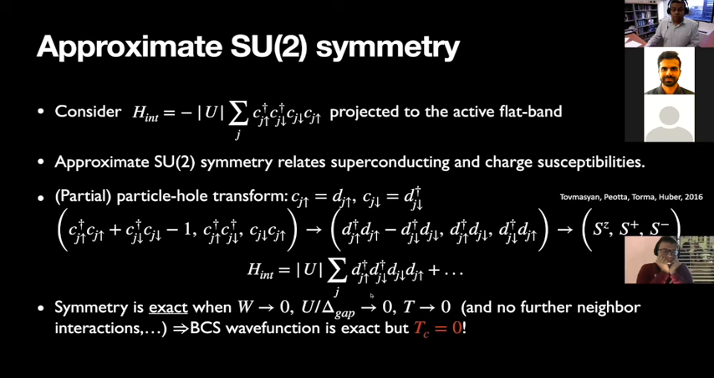And this only becomes exact in the limit where your bandwidth is 0. You take your limit of u going to 0, and the temperature is 0, and there are no further neighbor interactions. Okay, then it's literally just this Hamiltonian. And for that Hamiltonian, you can show that the corresponding BCS wave function, written now in terms of these Ds, is the exact wave function.